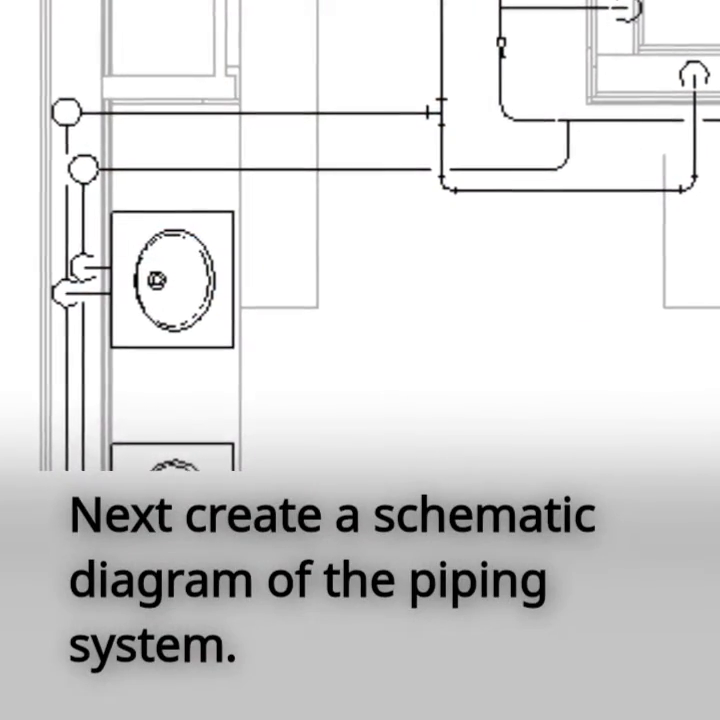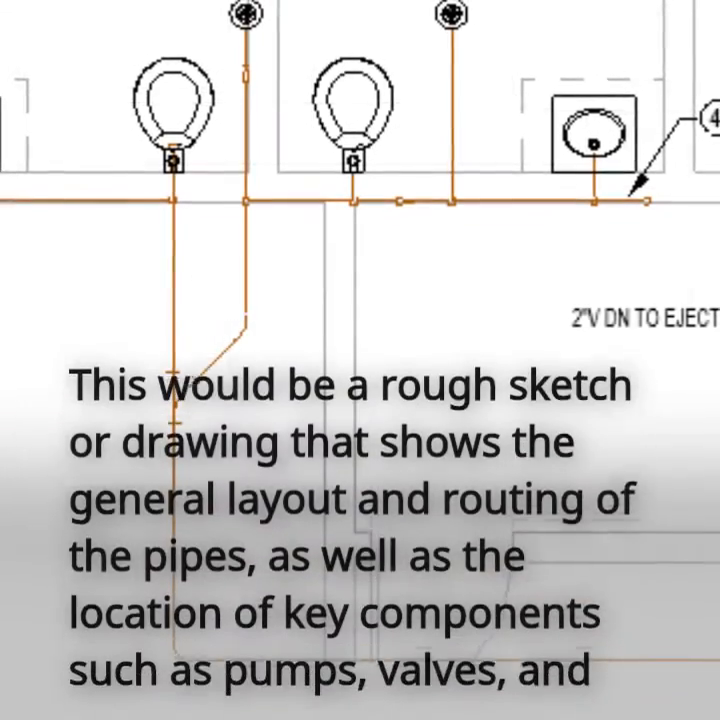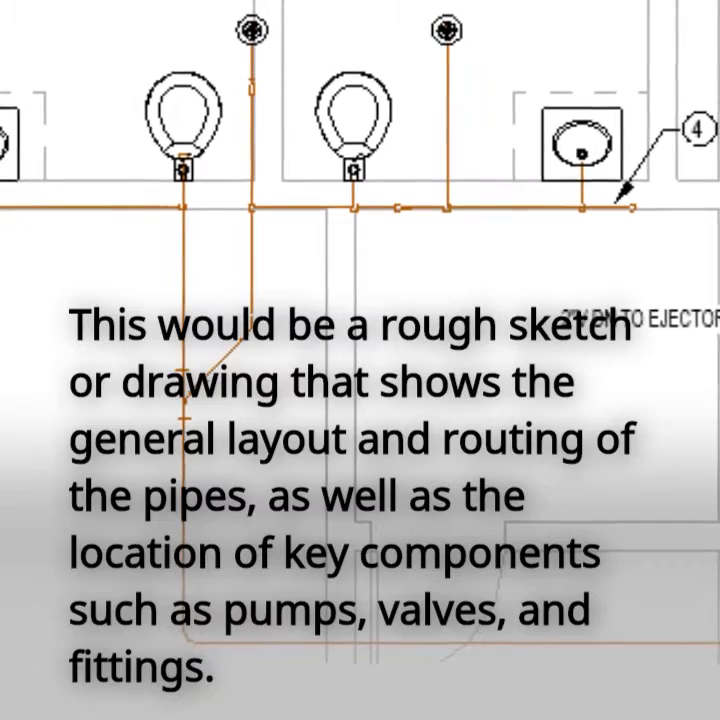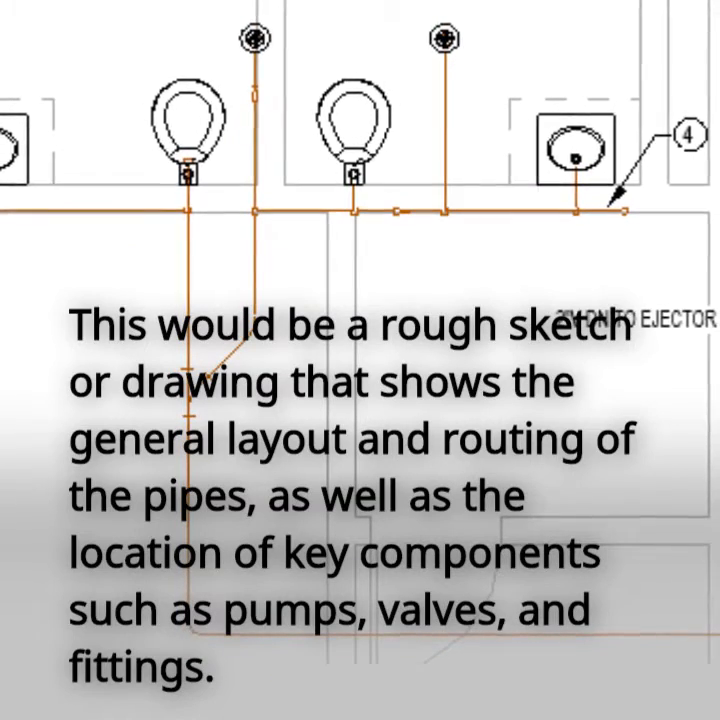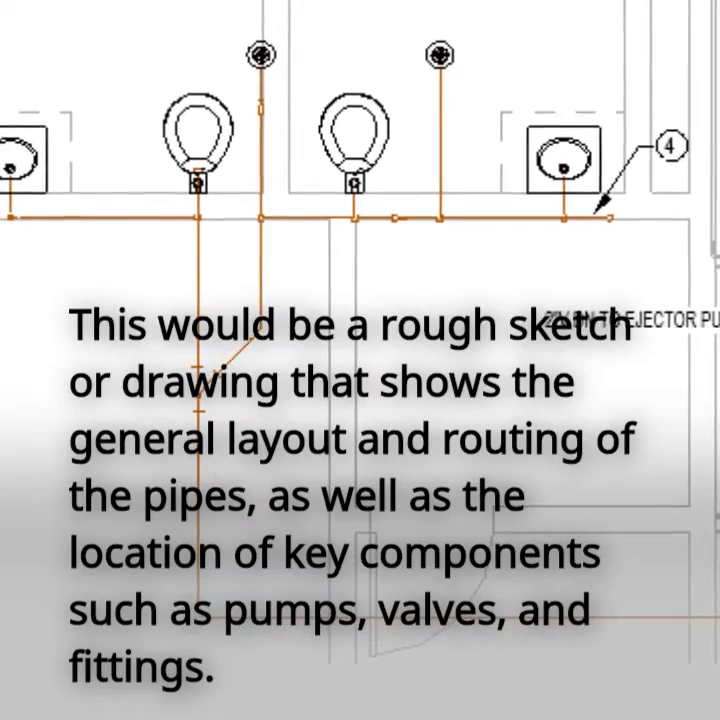Next, create a schematic diagram of the piping system. This would be a rough sketch or drawing that shows the general layout and routing of the pipes, as well as the location of key components such as pumps, valves, and fittings.